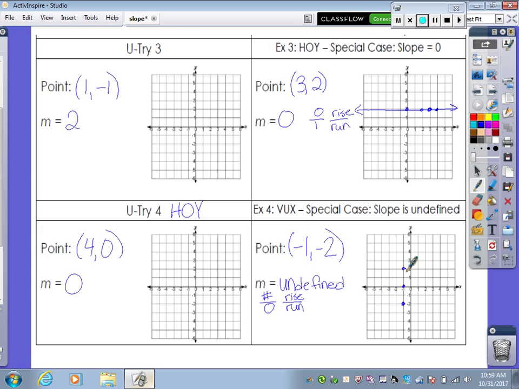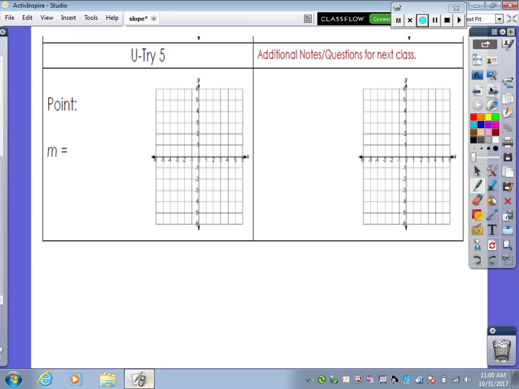Rise 2 more, you could drop 1. The point is you're not running at all, you're not going left or right at all, so you end up with a vertical line. An undefined slope, because your run is 0 and run is in the denominator. Your last U-try is with the point -3, 1, with an undefined slope.